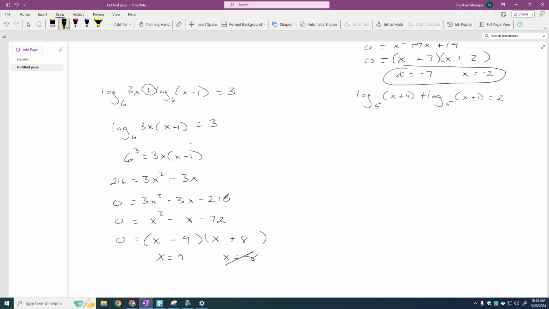It doesn't matter which one. It could make them both negative like this, but it only has to make one negative because you can't take the log of a negative number. Okay, so that one's gone. Answer, x equals 9. All right, last one. Give it a try.